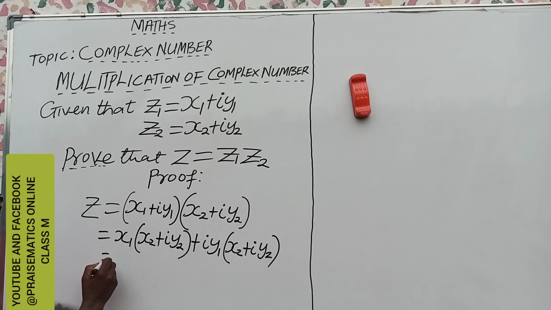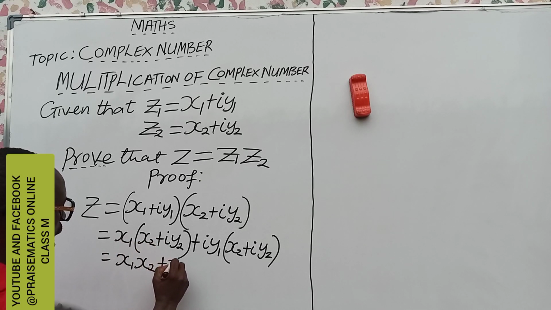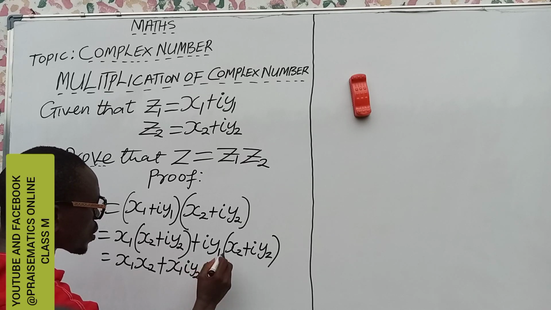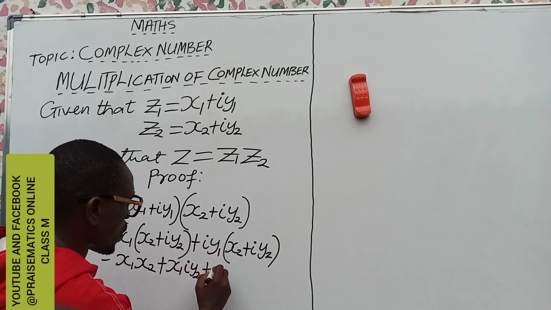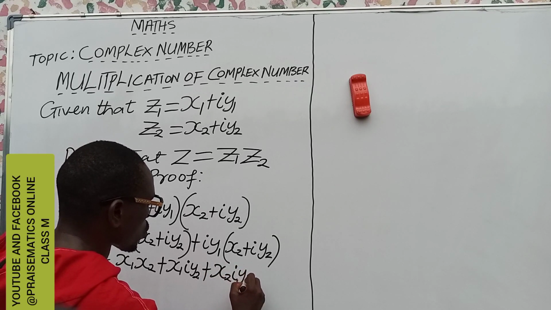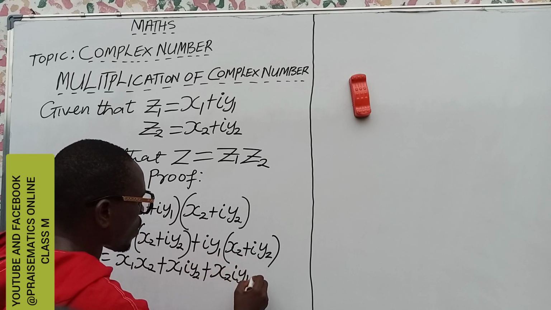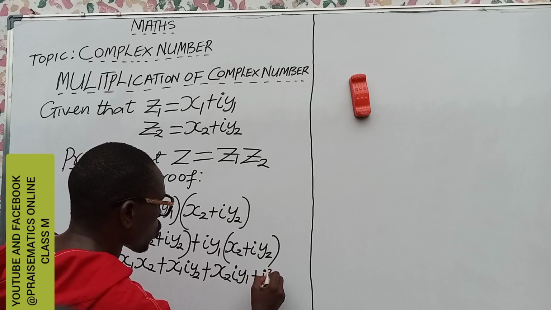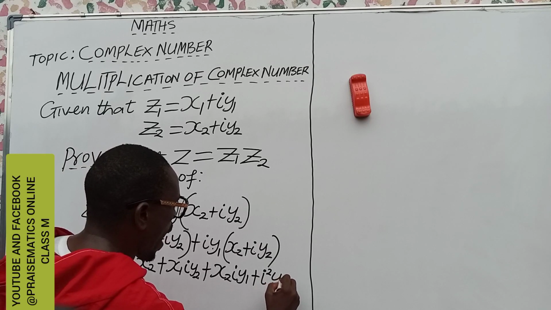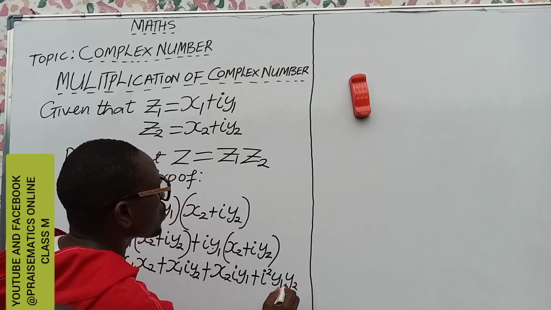We are going to multiply this out. We have x1 times this, we have x1x2. x1 times this, we have x1 iy2, plus the y part times the x, which we have as x2 iy1. Now i times i will give us i squared, and y1 times y2 will give us y1y2. Now let's go.